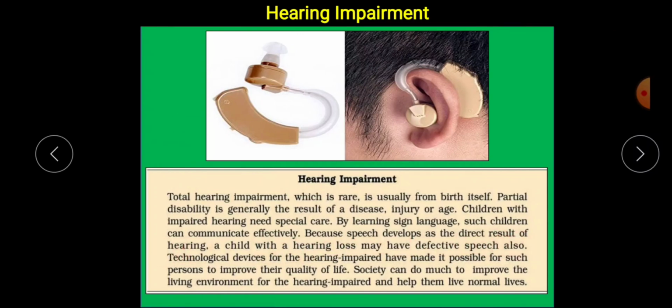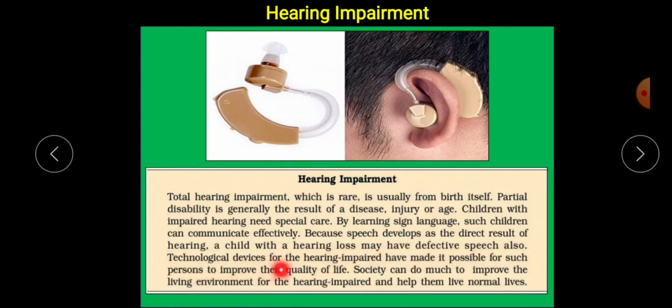How we learn to say or pronounce a word. When we hear it, then only we can pronounce it correctly, isn't it? So you just imagine those people who are unable to hear, they are unable to speak also because they don't know how to say the words. So, a child with a hearing loss may have defective speech also.